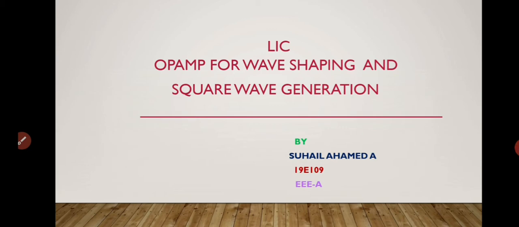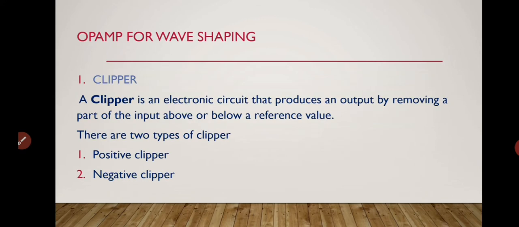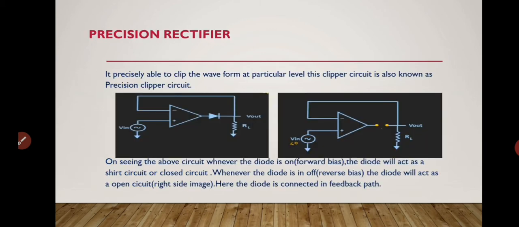Today we are going to discuss op-amp for wave shaping and square wave generation. First we are going to see about the clipper. A clipper is an electronic circuit that produces an output by removing a part of the input above or below a reference value. There are two types of clipper, positive clipper and negative clipper.